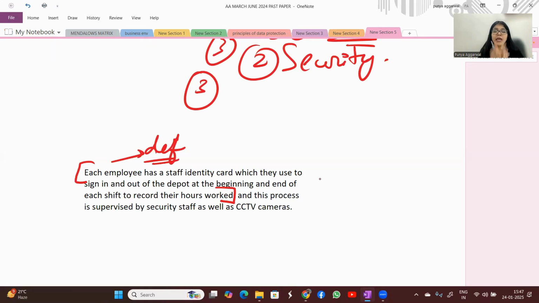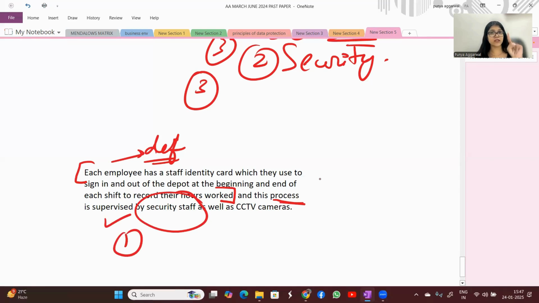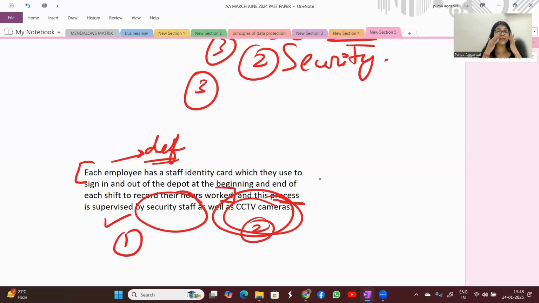If this was the end of it, if this was the only statement and I read only that much, then this is a deficiency. But they have clearly written that this process is supervised by security staff. So that is one control I have, and another control is the CCTV camera. So two controls I have for the deficiency. That means this is a direct control and not a deficiency. I hope I'm making sense of how a single line can be a deficiency as well as a control.